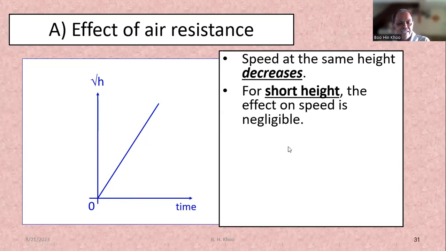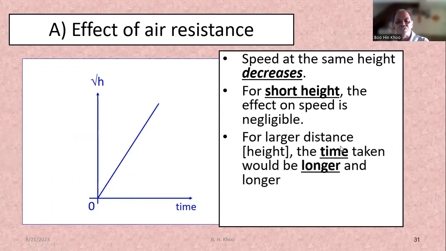At higher height, the speed is higher, so air resistance is more significant. We will study this later on. For larger distance or height, the time taken will be longer and longer. So we should not get a straight line that way. At low speed, the time is almost the same, but as the height goes further and further, the time becomes more significant because air resistance becomes more significant.